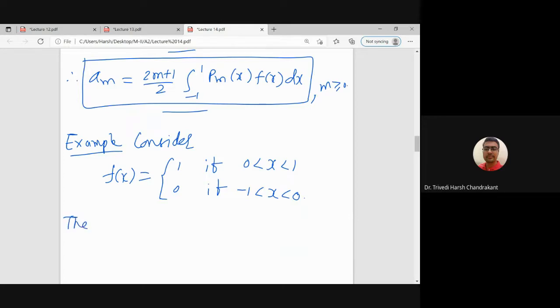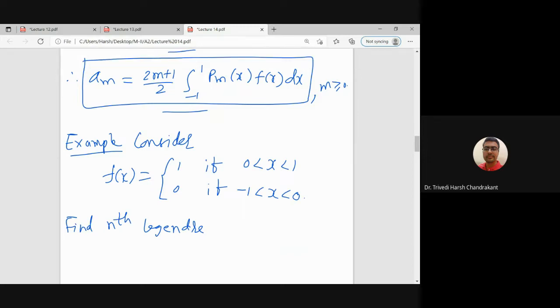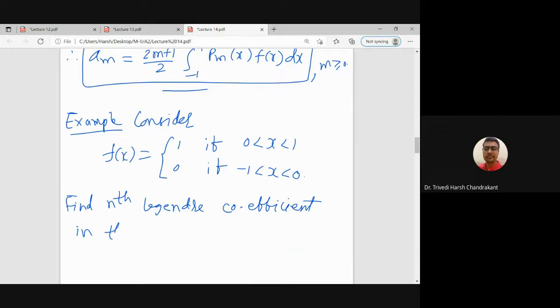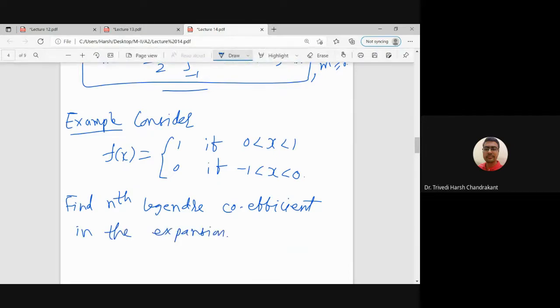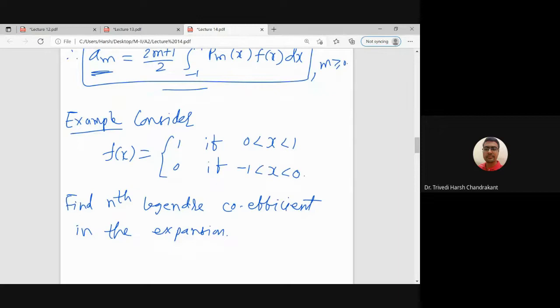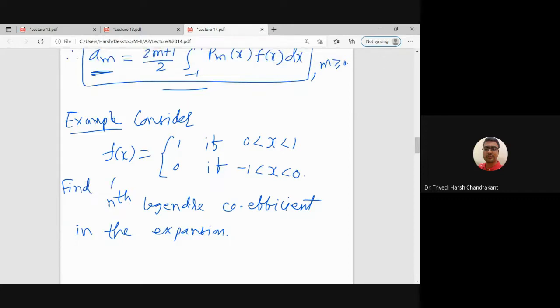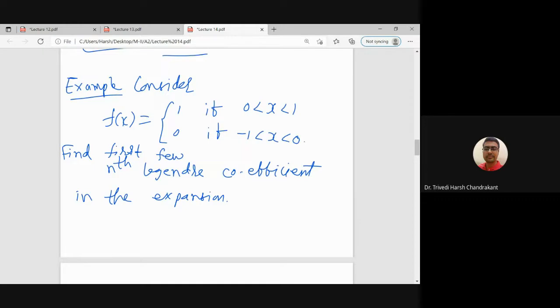So the question here is to find the nth Legendre coefficient in the expansion. So what we mean, basically, is we want to find the nth term here, right? So find the first few terms basically, the first few Legendre coefficients of the expansion.